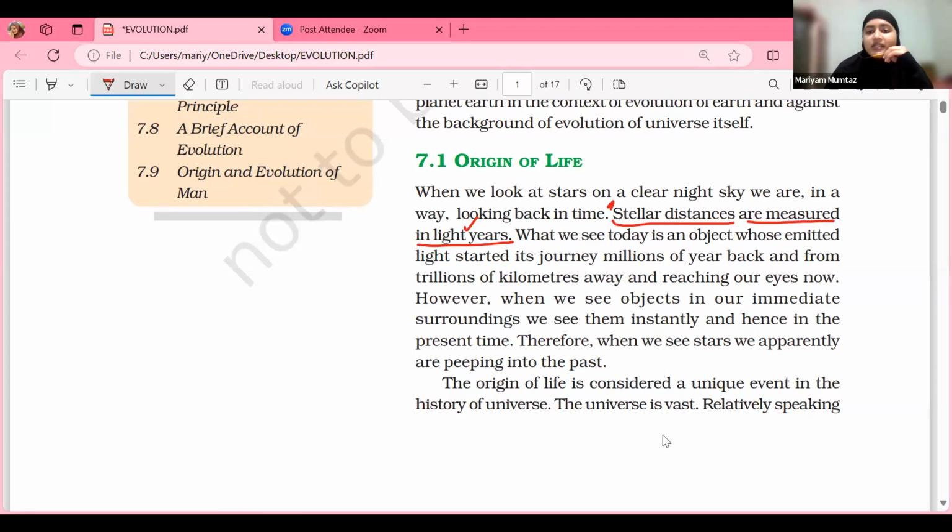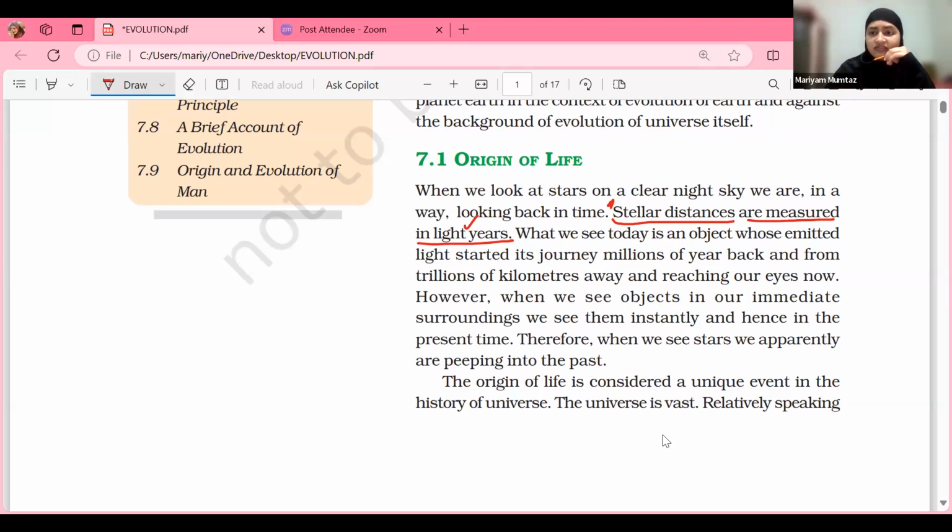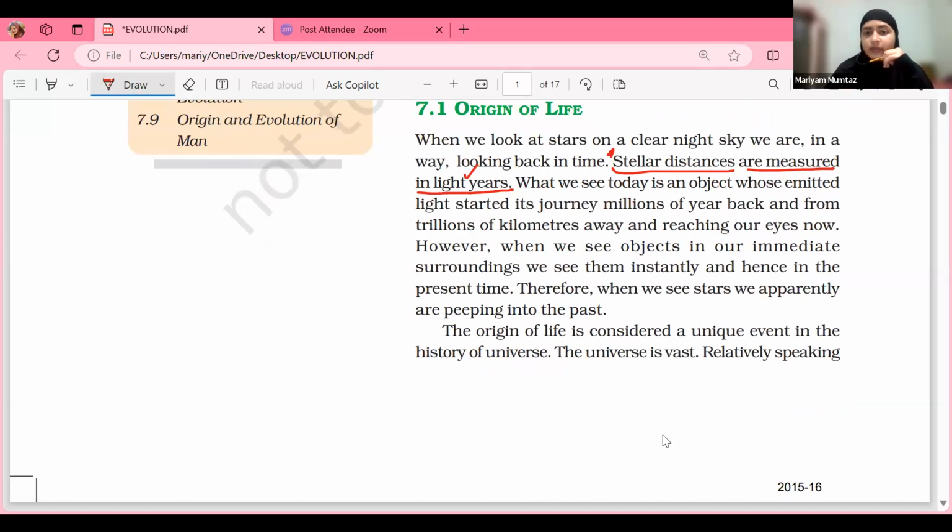Now, what we see today is an object whose emitted light started its journey millions of years back and from trillions of kilometers away and is reaching our eyes now. However, see, I told you this whole chapter is just this only, kahani. However, when we see objects in our immediate surrounding, we see them instantly and hence in the present time. Therefore, when we see stars, we apparently are peeping into the past. Thought to ponder. We are peeping into the past.